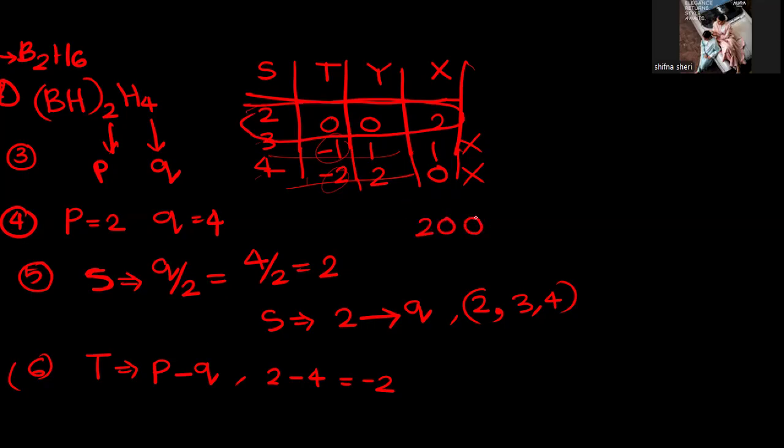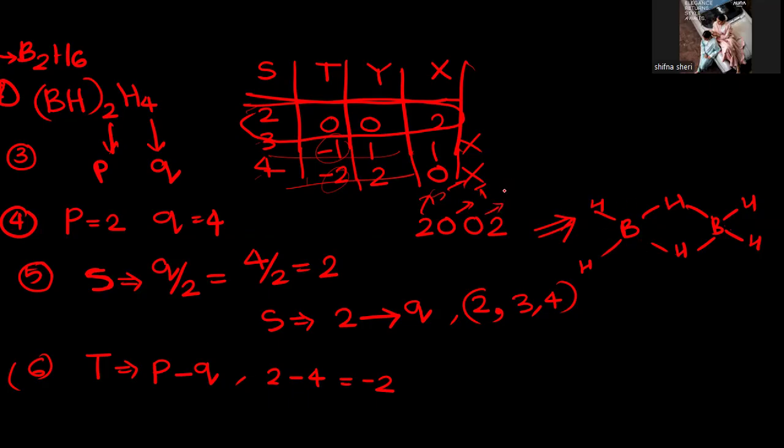So the B2H6 styx number is 2002. We need to confirm whether this is 2002, right? For that we need to write the structure of B2H6. So what is the 2? 2 is the S. What is the S? It is the number of BHB bonds. There are 2 BHB bonds, right? 0 is the T. It is the number of BBB bonds. Is there a BBB bond here? No, 0. And it is the BB bond. Is there a BB bond here? No. So this is also 0.